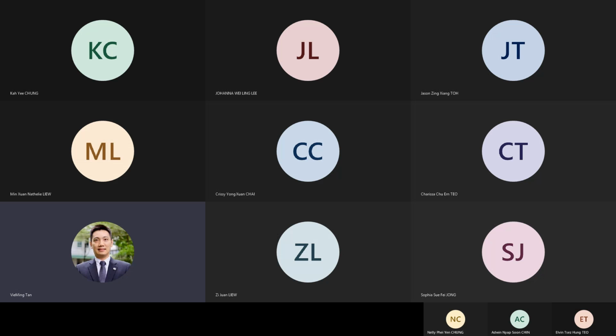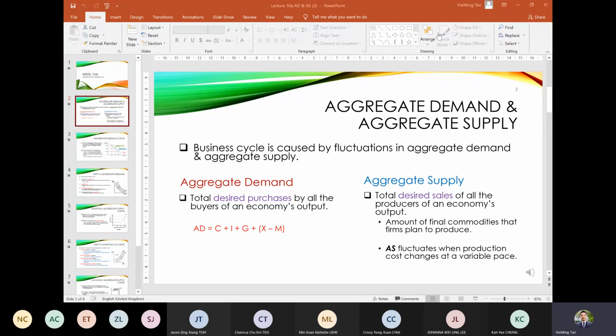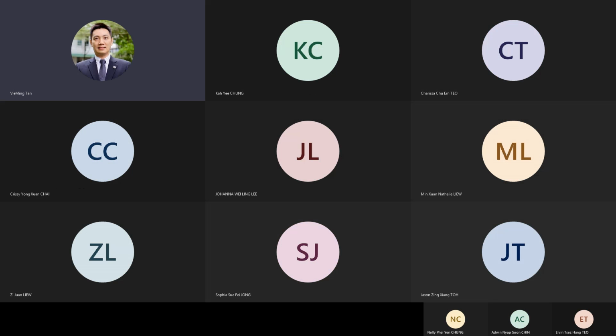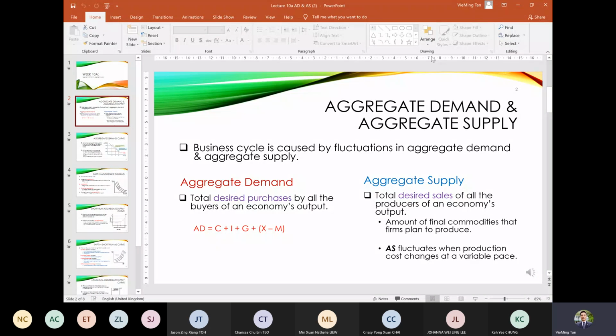Okay, so in order to discuss the tutorial 10 question, it's better for us to revise what we have learned during the last lecture. Let me show the PowerPoint slide again. Chapter 10 actually consists of two parts. The first part is about aggregate demand and aggregate supply. The second part is about the fiscal policy that can be used by government in order to monitor the aggregate demand in the short run.